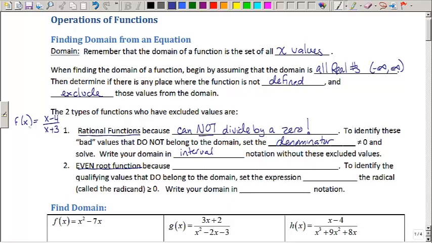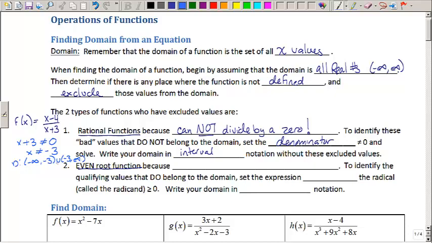So for the example that I gave you, f of x equals x minus 4 over x plus 3, because we have an x in the denominator, this is a rational function. And because we have a rational function, we have to exclude values of the domain. And the value we're going to have to exclude is where the denominator is equal to 0. So I'm going to set this denominator not equal to 0. So x is not equal to negative 3. And my domain would be all the values that are not equal to negative 3. That would be negative infinity to negative 3, union negative 3 to positive infinity.